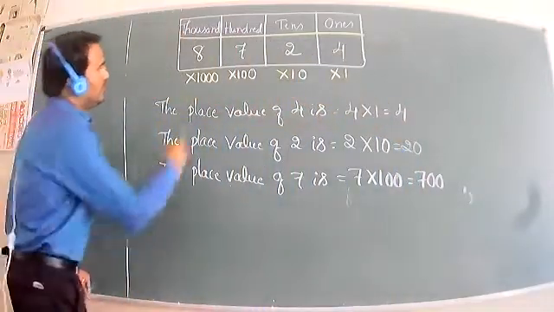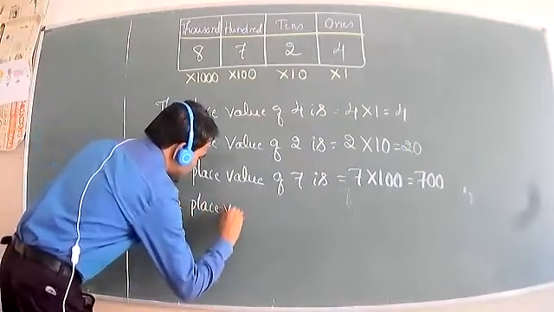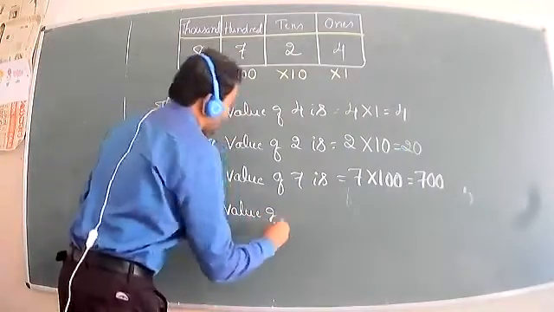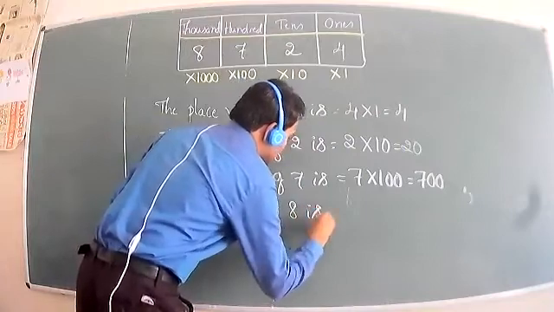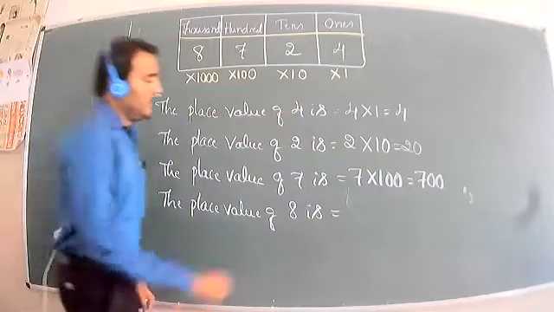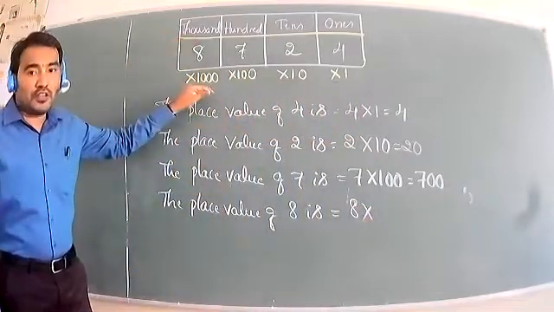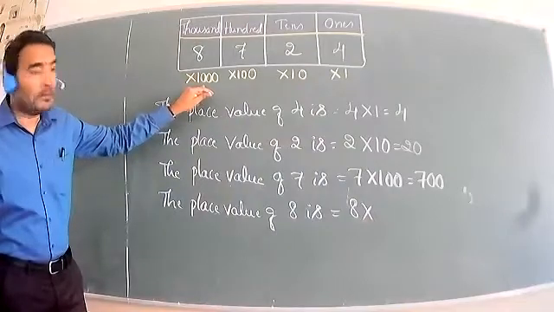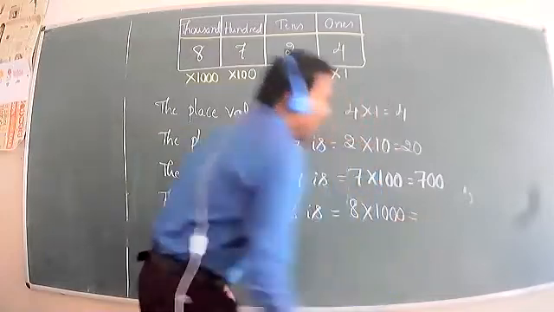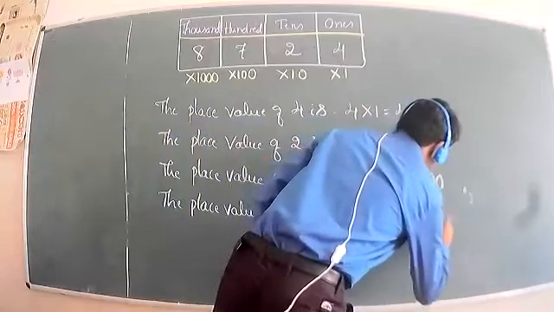So now go for 1000. The place value of 8. What is the position of the number 8? It is in the thousands. So we get the place value. How much to multiply? 1000. 8 into 1000, 8 times 1000 is 8000.